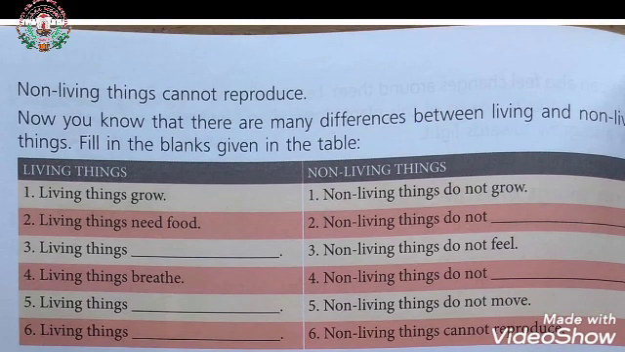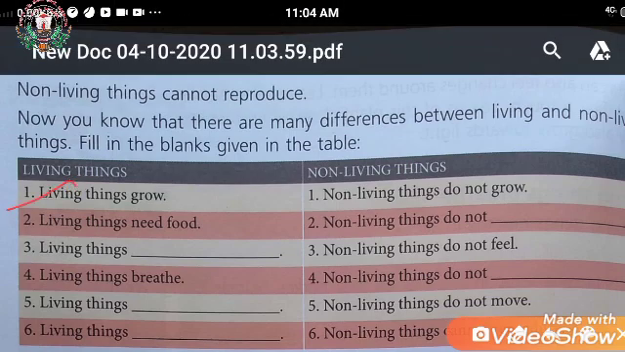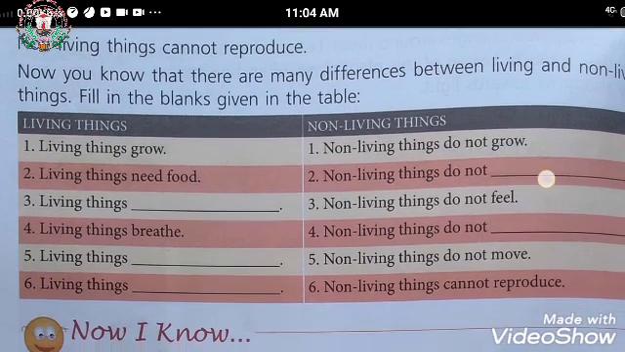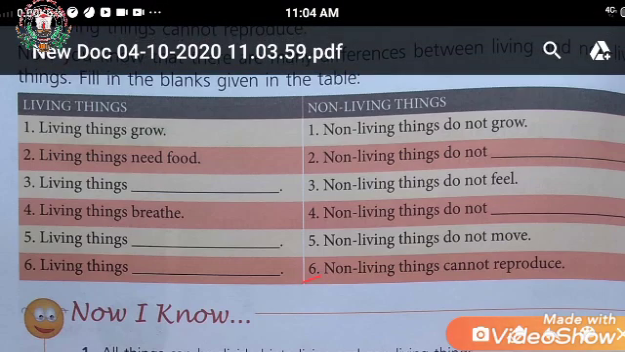Now see, here are some differences given between living and non-living things. The first one is living things grow. Non-living things do not grow. Living things need food. Non-living things do not need food. Living things feel. Non-living things do not feel. Living things breathe. Non-living things do not breathe. Living things move. Non-living things do not move. Living things reproduce, non-living things do not reproduce.